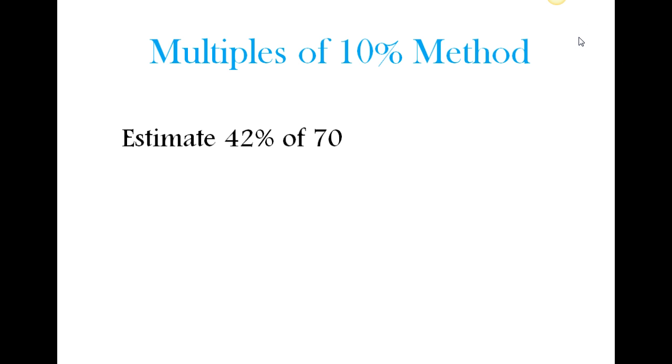Next, we're going to look at estimating, but we'll use the multiples of 10% method. Alright, multiples of 10%. The very first thing I'm going to do is figure out what 10% of 70 is. And we talked about a bunch of different ways to do this.